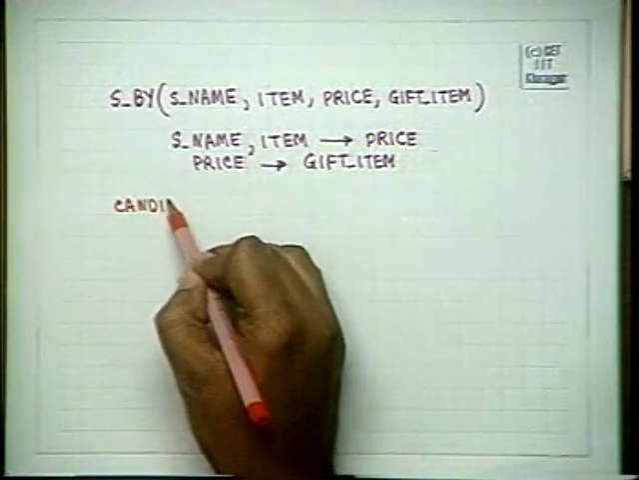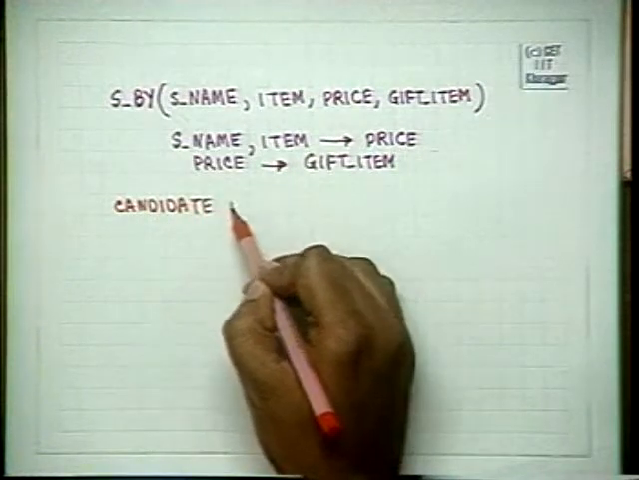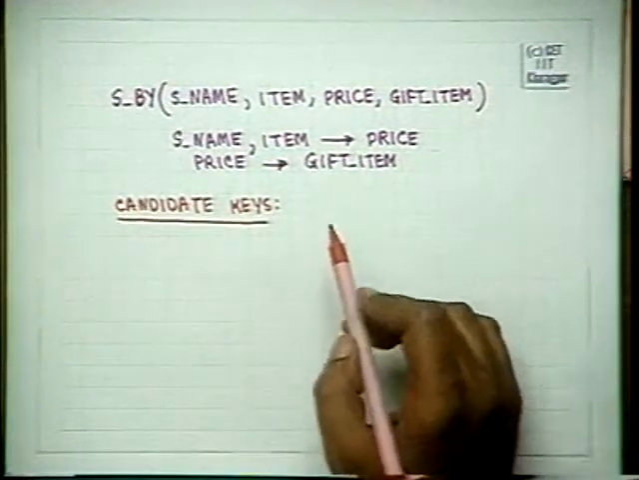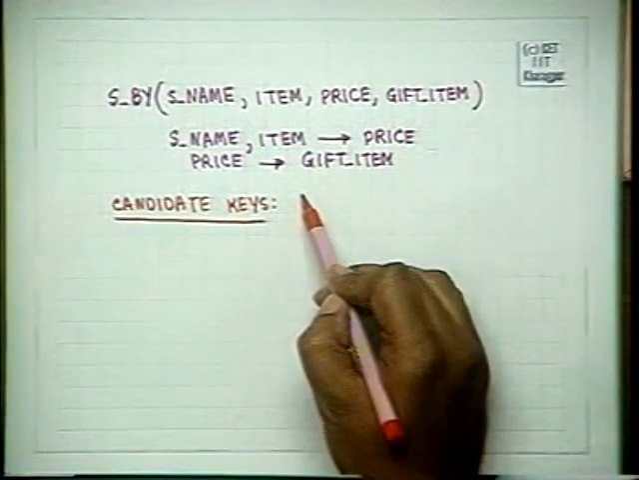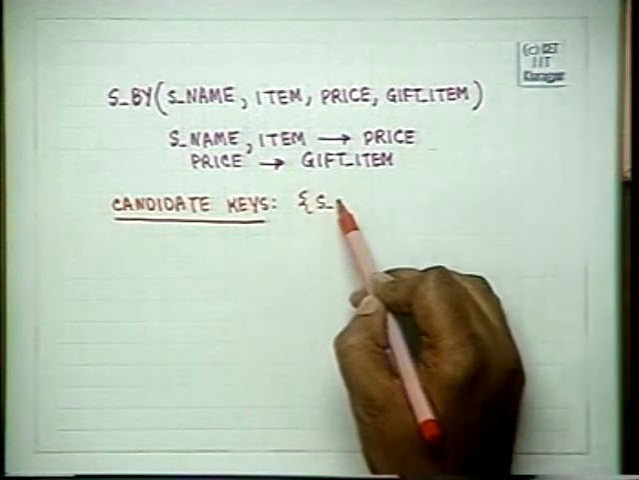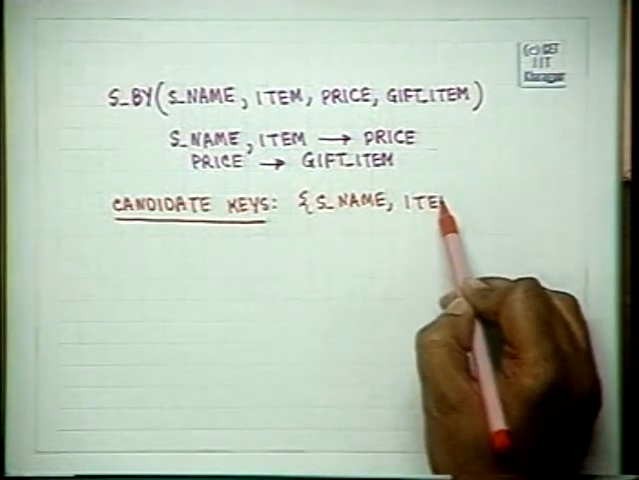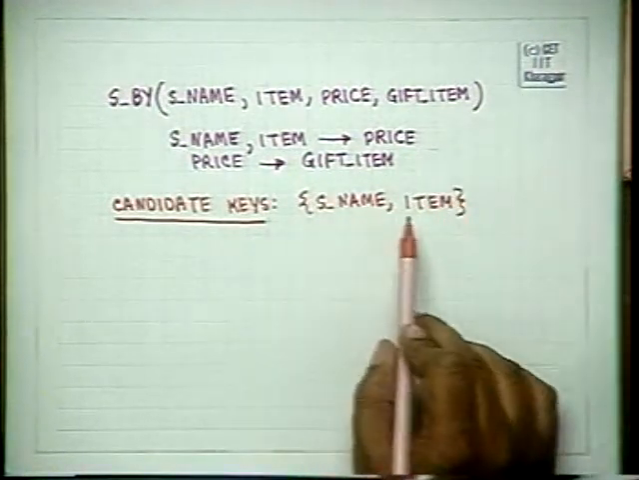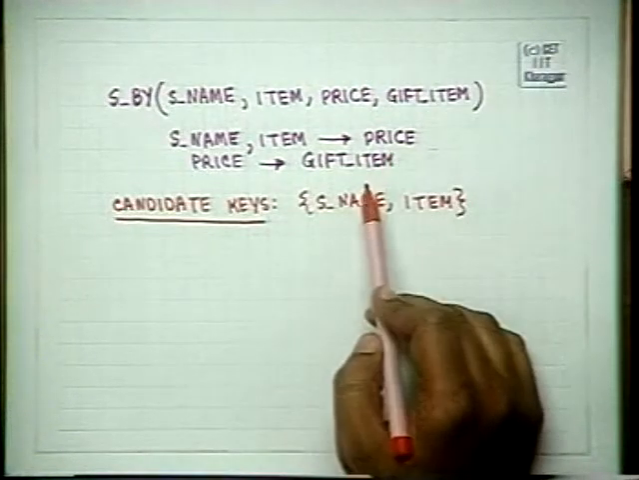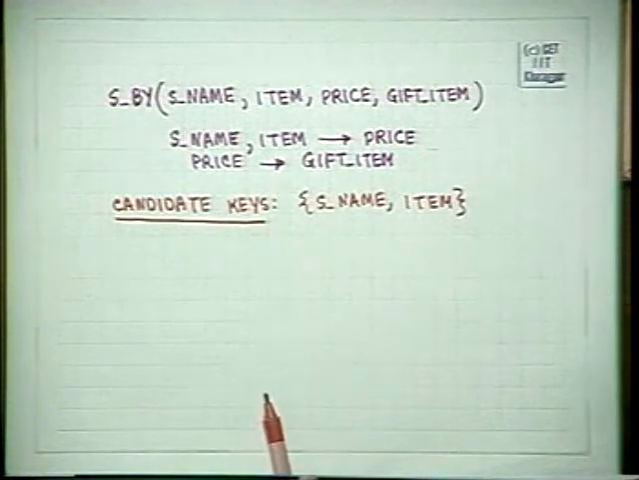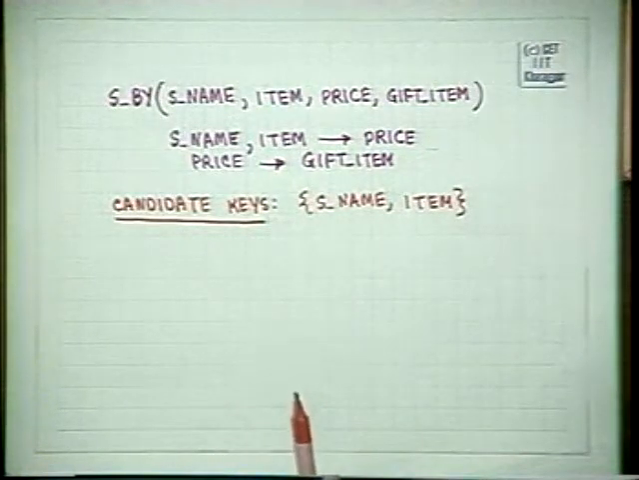Now let us see what are the candidate keys. The candidate key here is supplier name and item, because if you take the closure of this, you will get price and gift item. So supplier name and item is the only candidate key out here. There is no other candidate key.